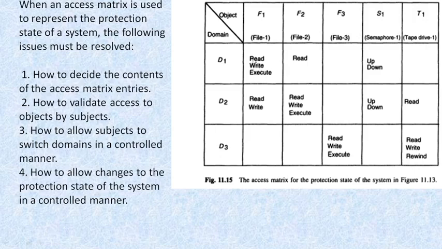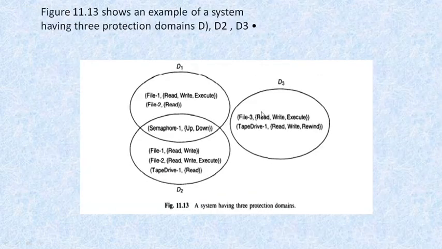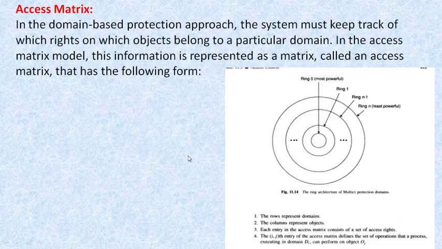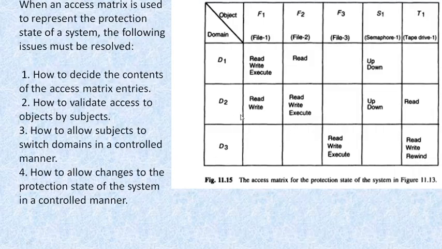In the previous example, in the figure, we have shown that in domain D1, the file F1 is having the access rights read, write and execute. But in D2, we are having only read and write. I hope you remember this. In D2, file F1 is having read, write permissions only. So we have written the same in this access matrix, read and write.